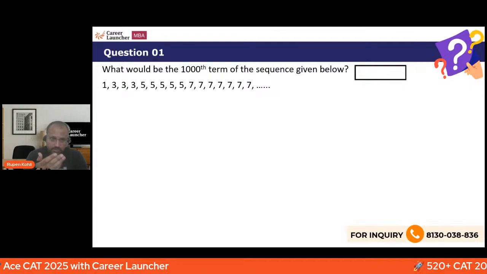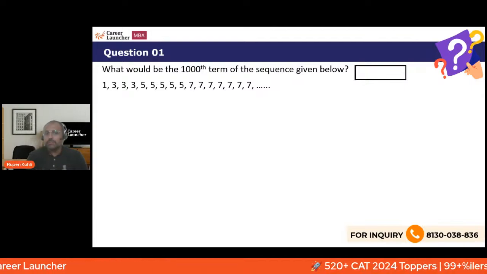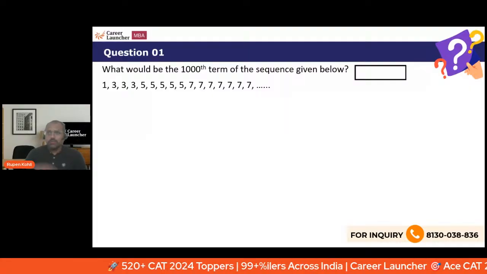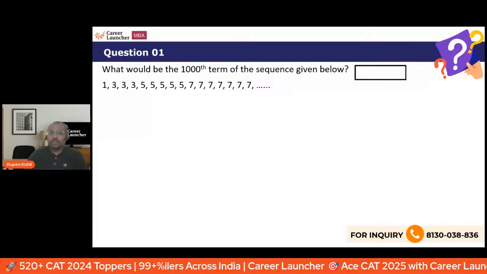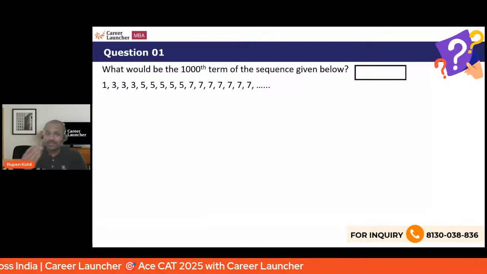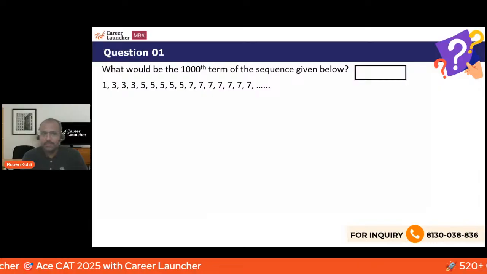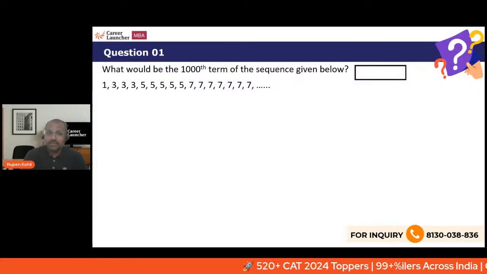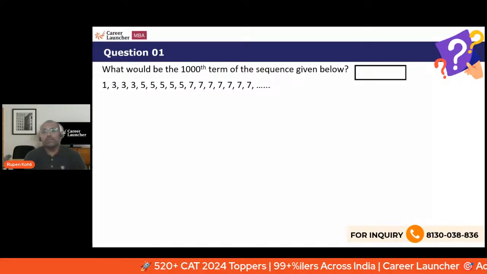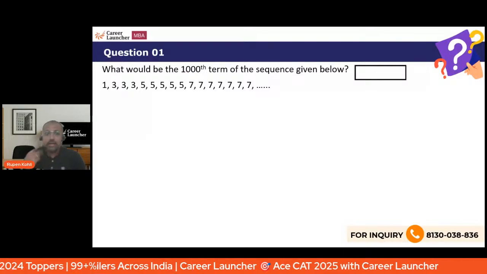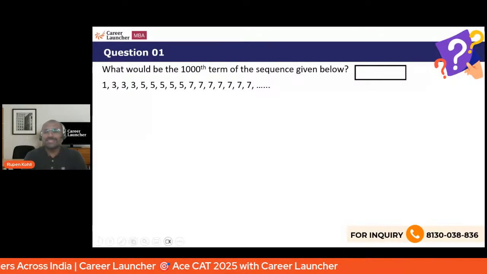1, 3, 5, 7. So obviously the numbers over here are odd numbers, but it is not just the sequence of 1, 3, 5, 7, 9 and so on. It is the sequence, as you can see, where 1 comes once, 3 comes thrice, 5 comes 5 times, and so on. So the odd number is repeated as many times as is the value of the number itself. Very interesting, right? So how do we figure out what is the thousandth term of the sequence?